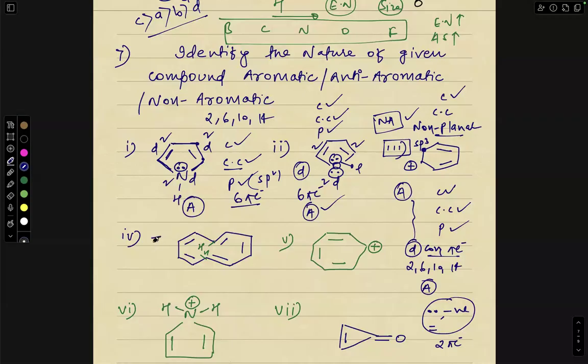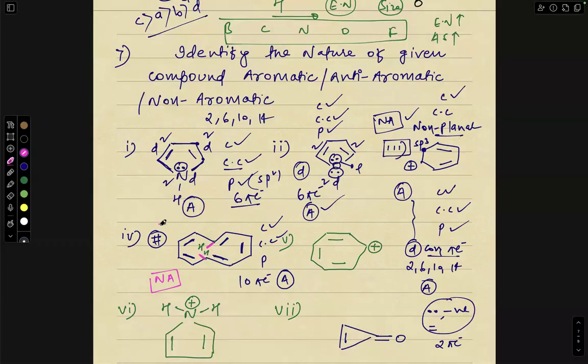Okay, the fourth case is very, very important. If you are going to see here cyclic, yes, cyclic conjugated, yes, planar. Look at here. If you look at the pi electrons 2, 4, 6, 8, and 10. According to the rule, it has 10 pi electrons and it looks like aromatic, but it is non-aromatic due to this internal hydrogen repulsion.